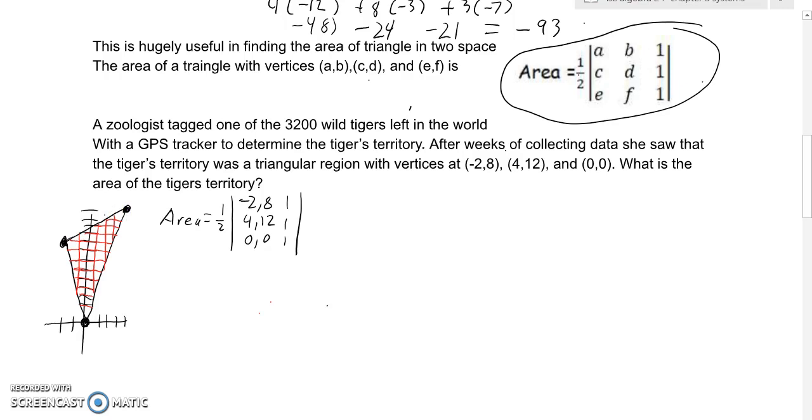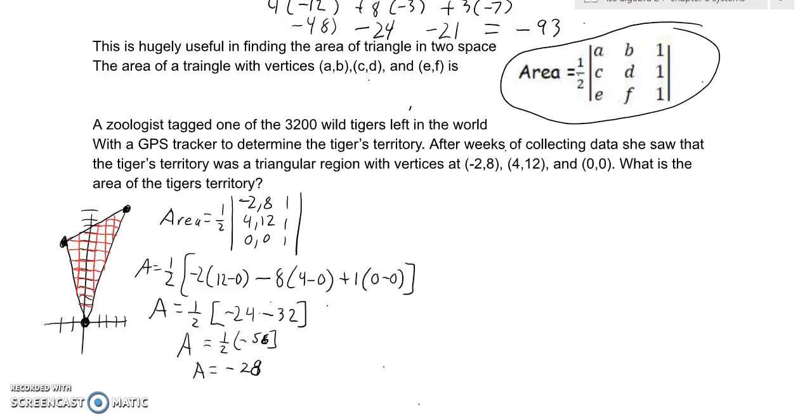We're just going to plug into the formula. -2, 8, 1, 4, 12, 1, 0, 0, 1. And now we're going to do our expansion. So as we go through finishing our determinant here, we get a nice -28. We want to know that it's an area, so area is never negative, it's positive. We have 28 units squared for our area.